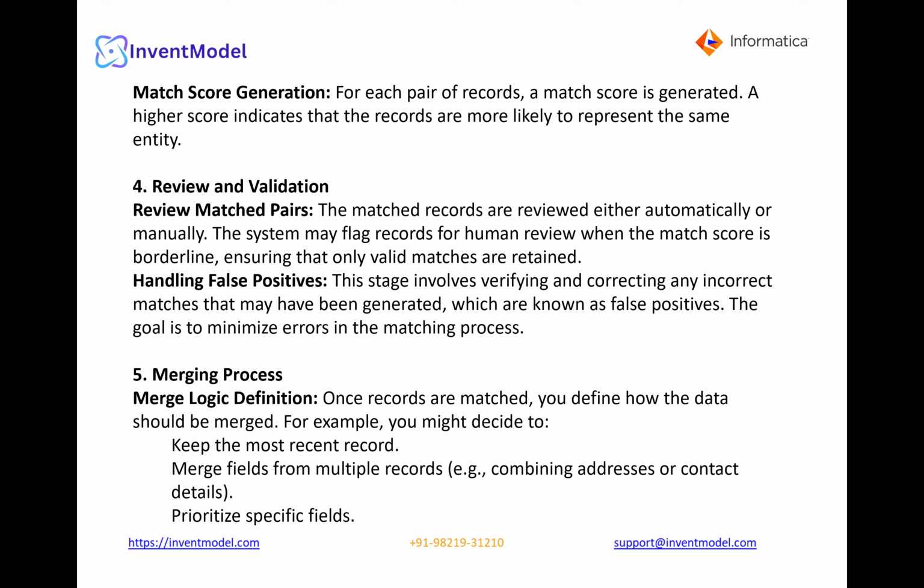So review matched pairs. The matched records are reviewed either automatically or manually. It can be automated, or it can be done by a human being. The system may flag records for human review when the match score is borderline, ensuring that only valid matches are retained. So it can be flagged for manual merge, or it can be auto merge, right? Those two things we have. Based on the configured setting during the matching rule creation, it flags in that way.